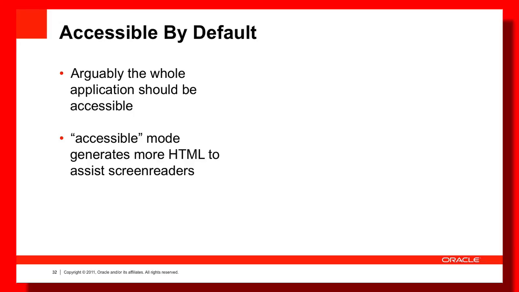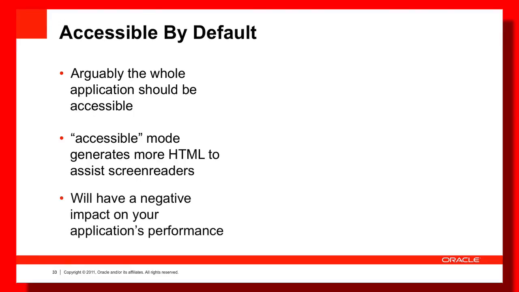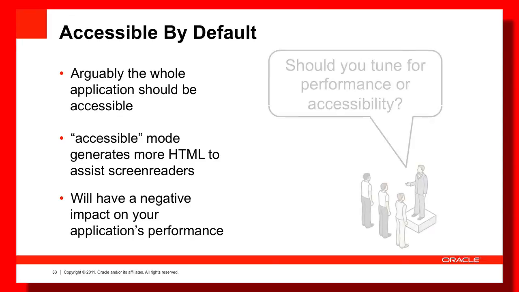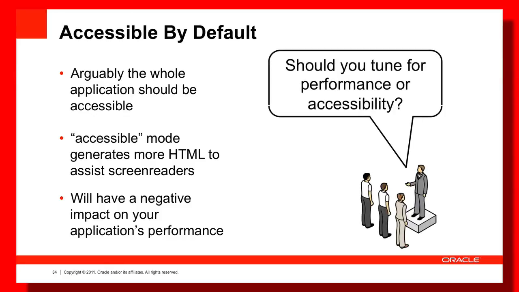And given that the majority of the users don't have a disability, you're going to have a performance impact on them and the rest of the users because of a minority of users. So it becomes an interesting question then, doesn't it? Should you tune for performance or should you tune for accessibility? Well, the answer to this is you're going to want to strike a balance.